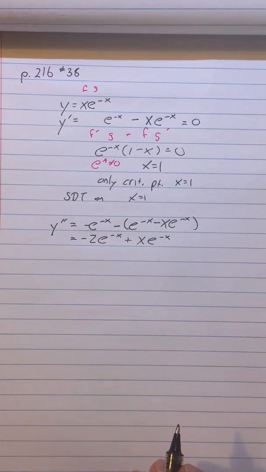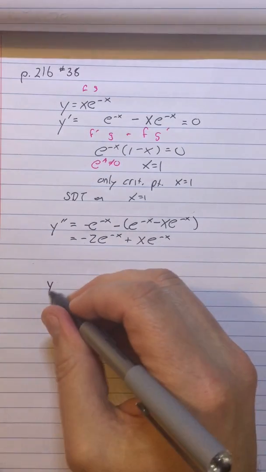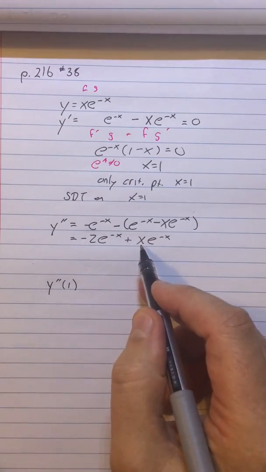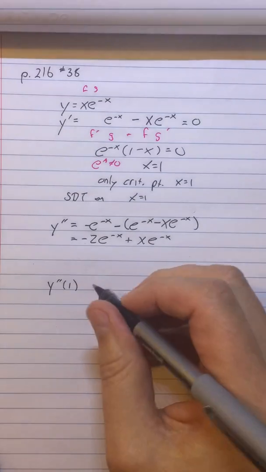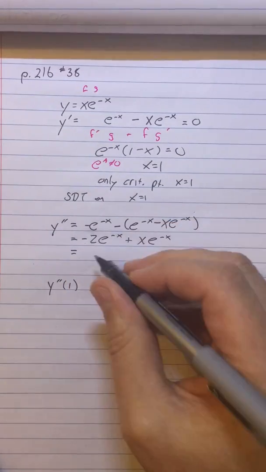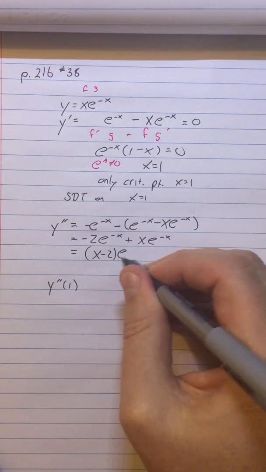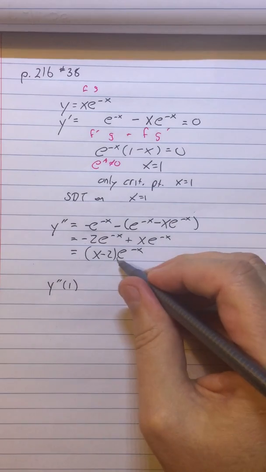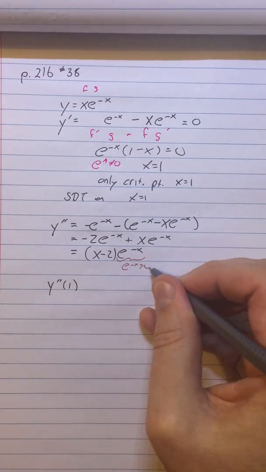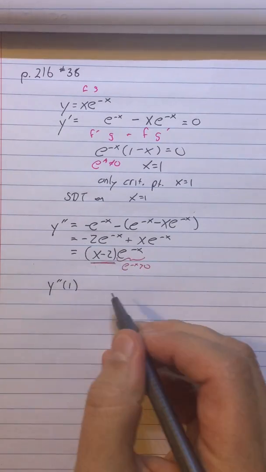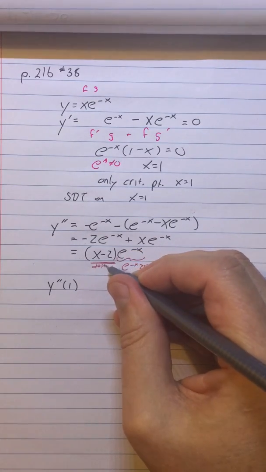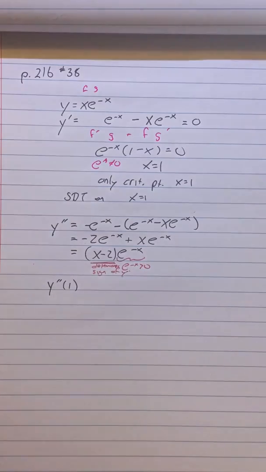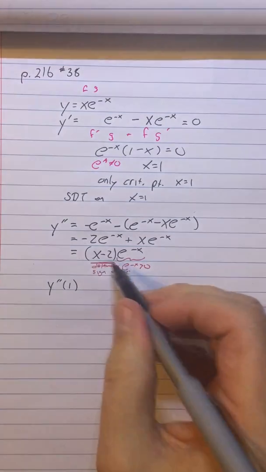Now when I go to do y double prime of 1, I don't want to have to go negative 2 times e to the negative 1 plus 1 times e to the negative 1. You can avoid that. Watch, if I factor the y double prime and say this is x minus 2 times e to the negative x, and then I observe that e to anything is always positive, e to the negative x is greater than 0. Therefore, the factor x minus 2 determines the sign of y double prime. So y double prime of 1 is going to be negative.